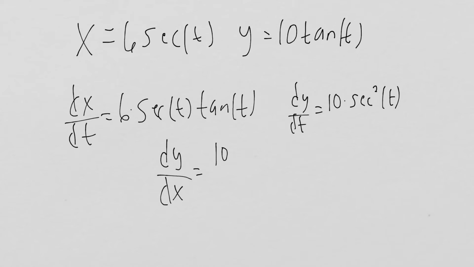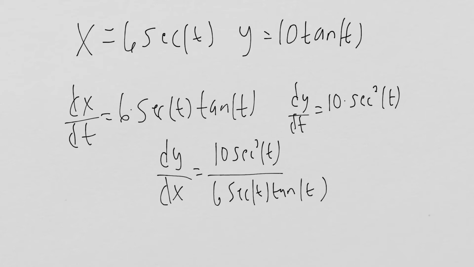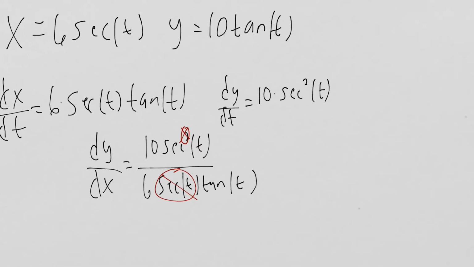So we get 10 secant squared, or dy/dt, over 6 secant tangent. Okay, we have a secant on top, we have a secant on bottom. So one of the secants on top, since it's secant squared, will cancel with the secant on bottom. So now we have 10 secant over 6 tangent. So then we can say, well, 10 secant's just 10 over cosine, since secant's the reciprocal of cosine. And 6 tangent is just 6 sine over cosine.